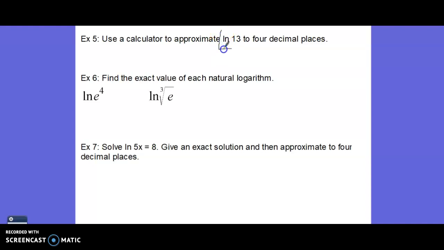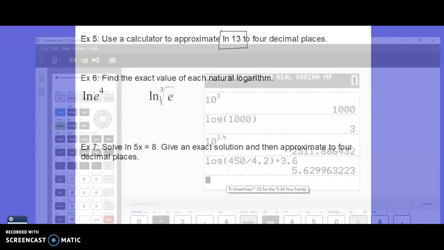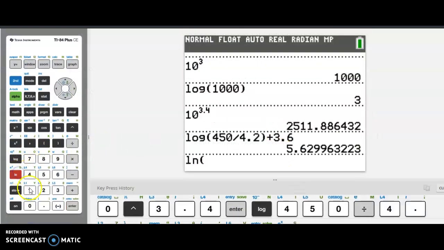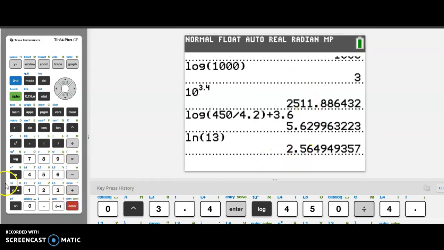So again, they're just getting you to recognize where these buttons are in your calculator. So yeah, we're just going to find natural log right here of 13. Hit enter, and we get 2.5649.